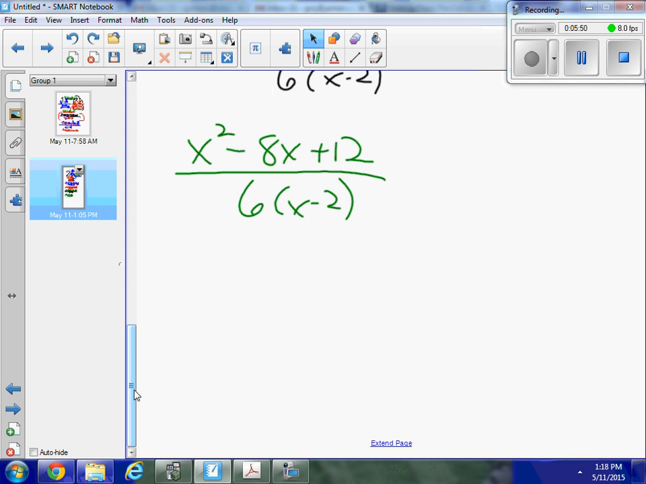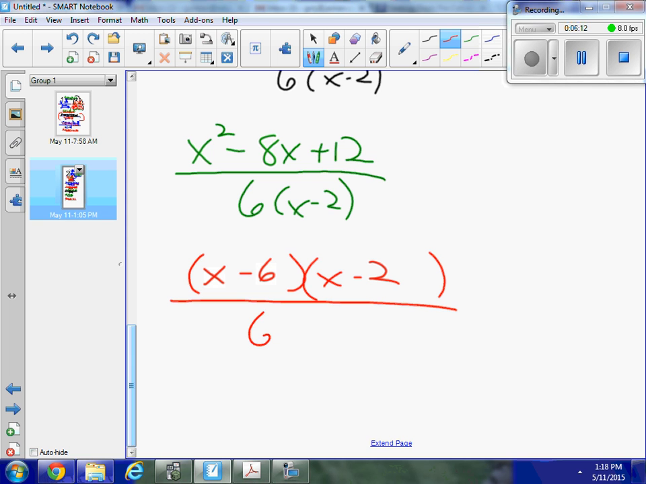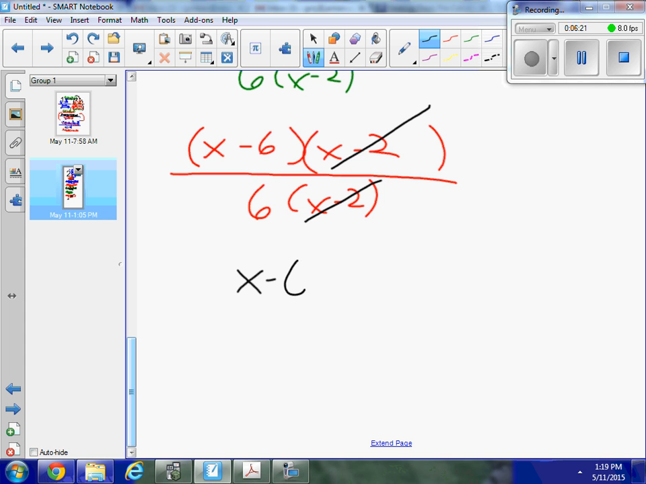Well, now I want to look at my numerator and see I have a quadratic. And I'm wondering whether I can factor it. And I think that I can. I think I can factor that into x minus 6, x minus 2. And that is divided by 6 times x minus 2. And what do you know? X minus 2 crosses off. So my answer is x minus 6 over 6.